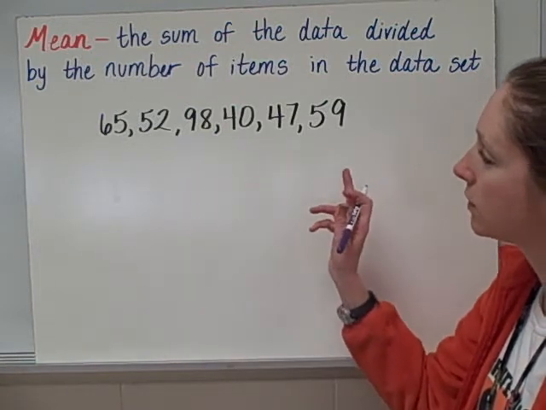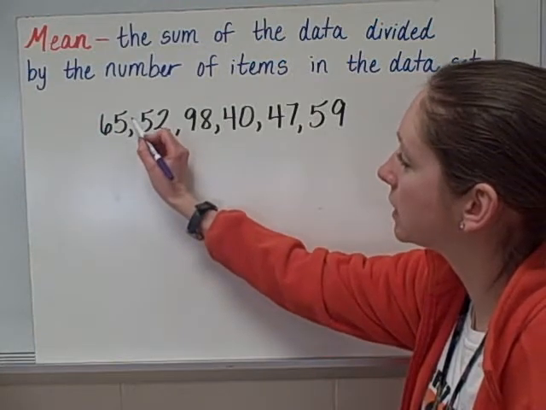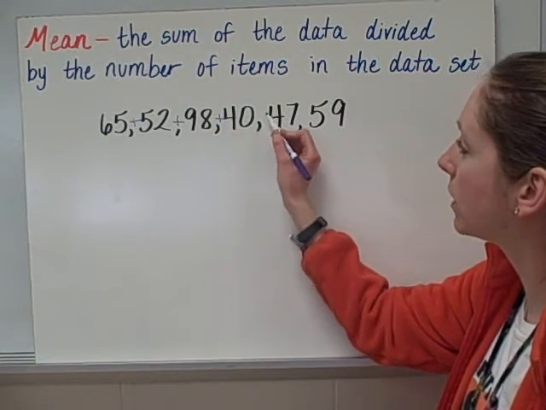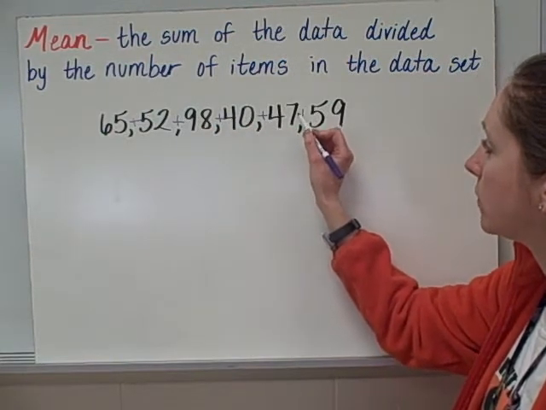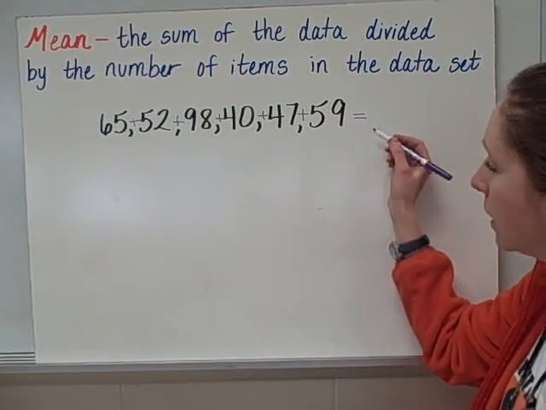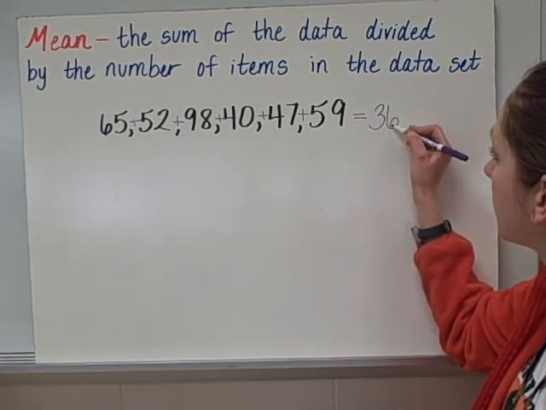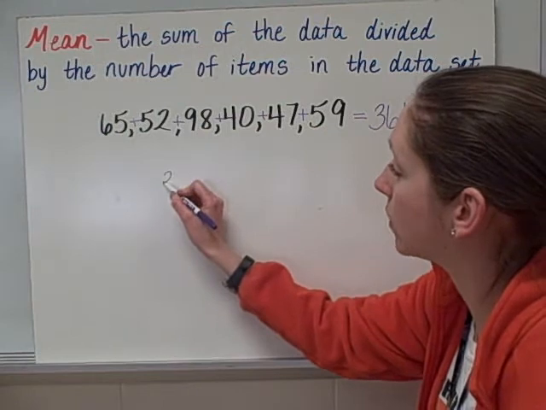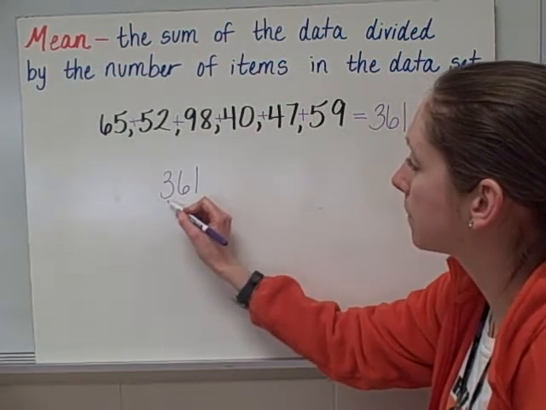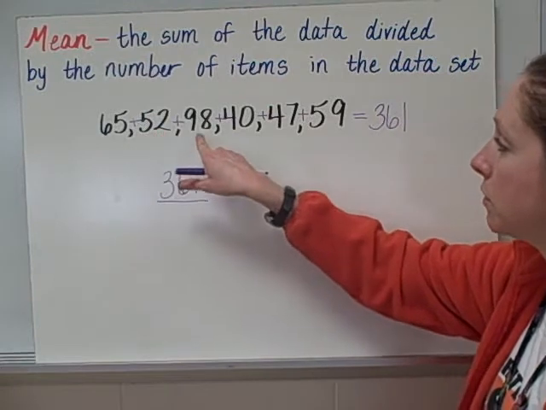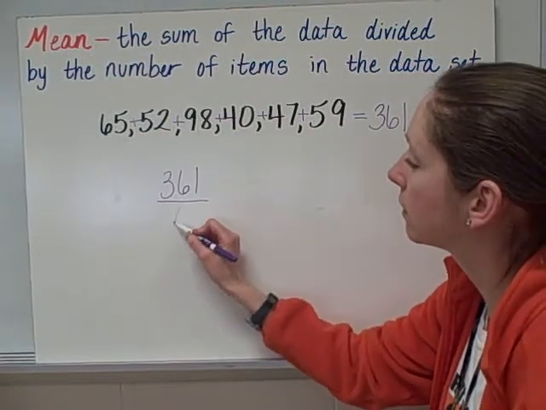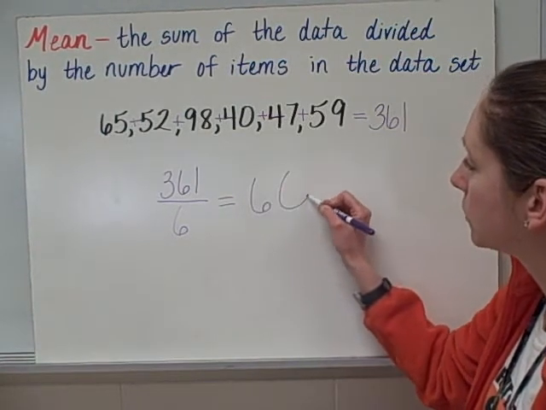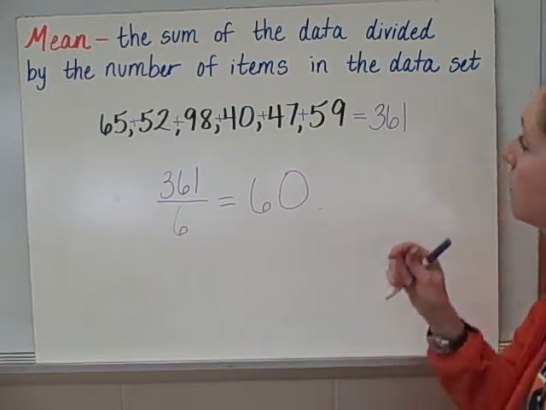So here's our data set. We're going to add them together. So just imagine 65 plus 52 plus 98 plus 40 plus 47 plus 59. The sum of those is 361. I have to take that sum, 361, and divide it by how many numbers I have. I see 1, 2, 3, 4, 5, 6. And when I divide by 6, I get 60. So the mean of this data set is 60.